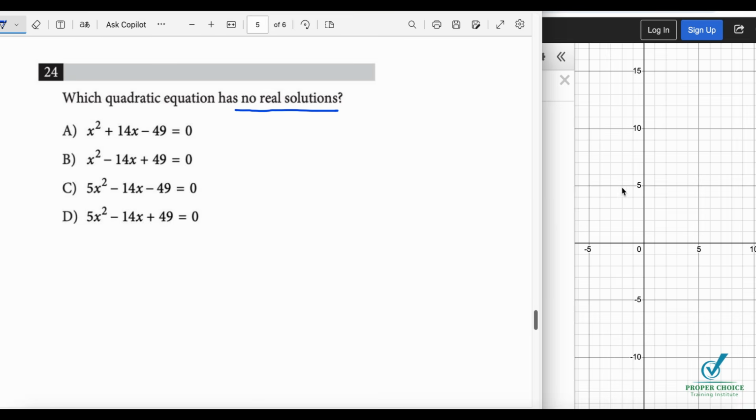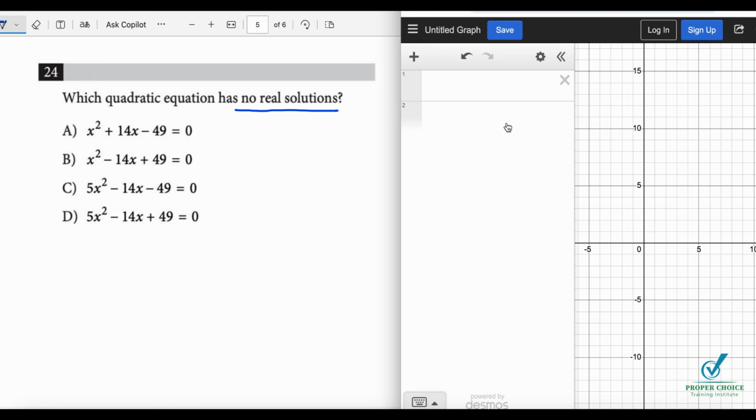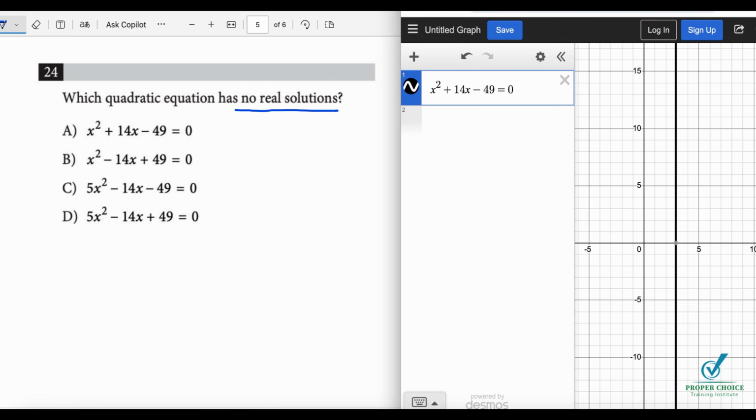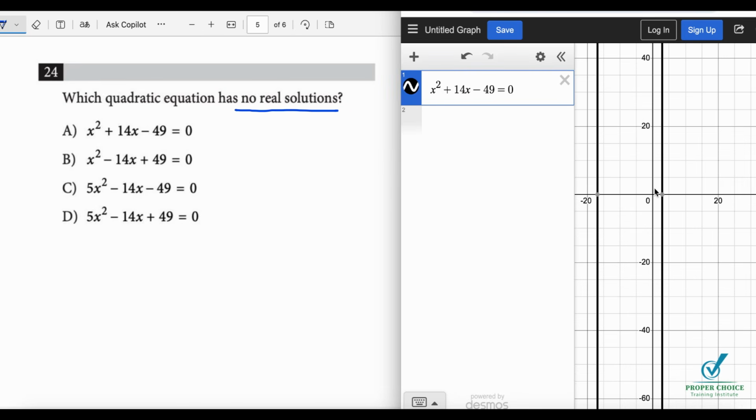But if nothing shows, then it has no real solution. Now check it out. The first equation says x square plus 14x minus 49 equals 0. What I can see is two x-intercepts, so it has two distinct real solutions. So this is not A.